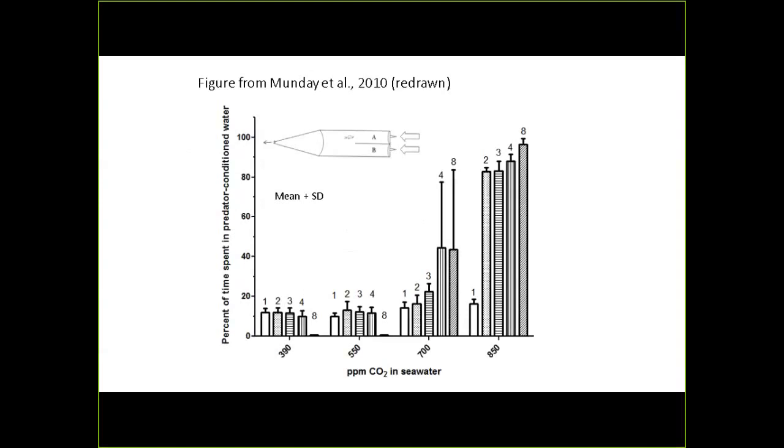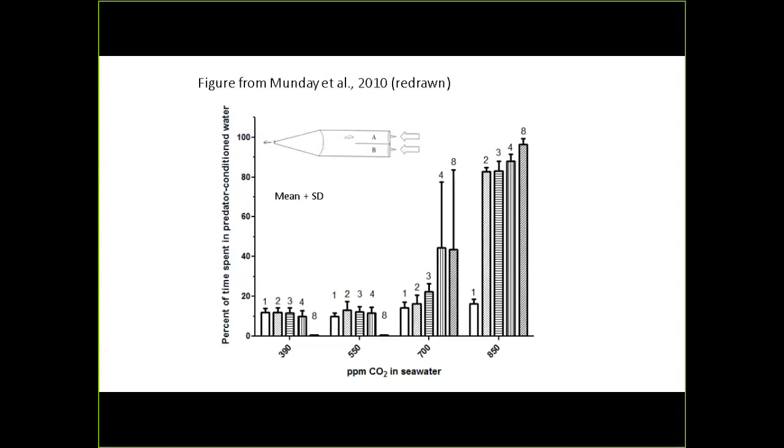And under control conditions, the sensory machinery is all working in all these animals, and none of them are swimming towards the predator-conditioned water. They're all swimming into the control water. But at the higher CO2 levels, by day 4, certainly, almost half the larvae, at least 40% of the larvae, are swimming towards the predator.